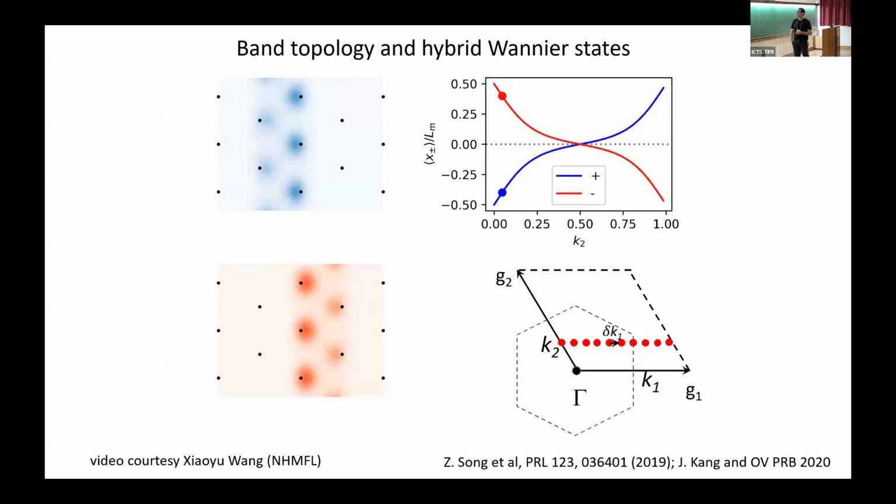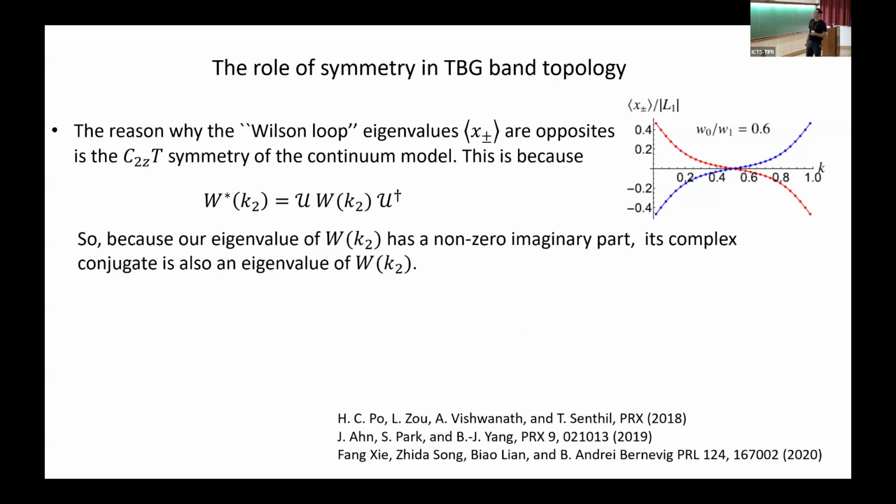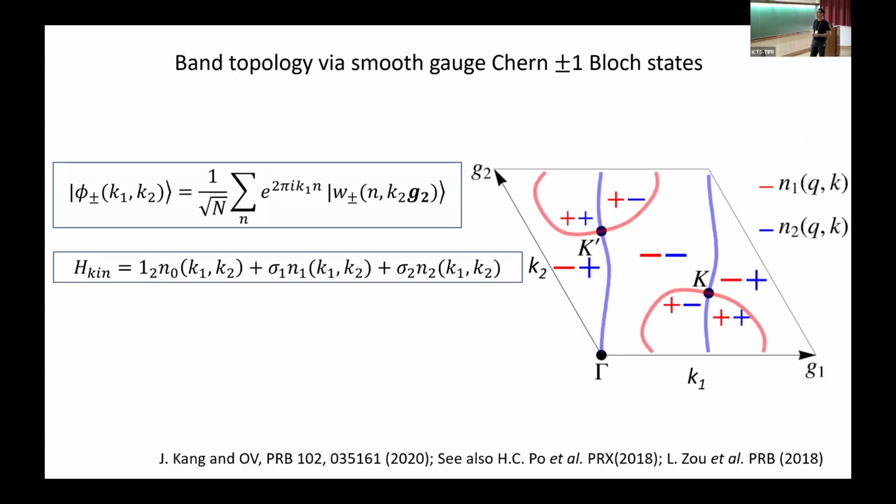Okay, all right, so let me not belabor this point. The reason why the Wilson loop eigenvalues are opposite is because of the C2ZT symmetry of the continuum model. In particular, because one of our eigenvalues has a non-zero imaginary part, its complex conjugate is also an eigenvalue. And so this basically just means that the eigenvalues of W are complex conjugates of each other.